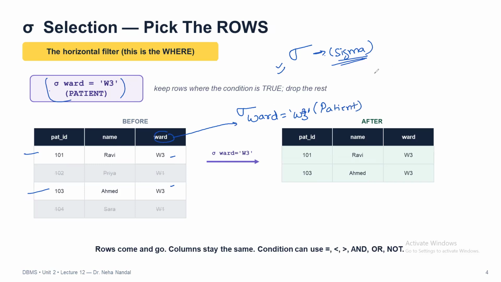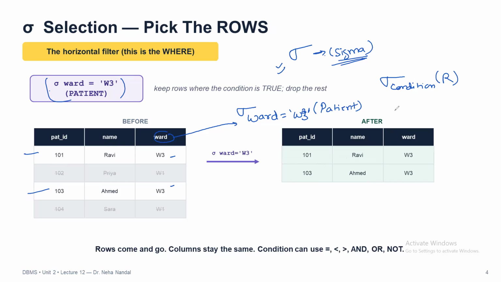So basically the general representation of selection is like this. Sigma, condition, from the table R, relation. So I told you already, whenever we are utilizing the term relation, that means we are talking about a table. So that is the meaning.